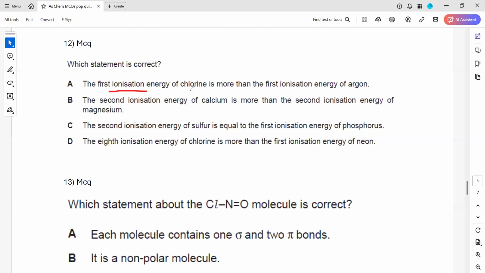The first ionization energy of chlorine is more than the first ionization of argon. So what is the general trend of ionization energy? When we move across the period, the ionization energy will increase in general. And when we go down the group, the ionization energy will decrease. And you have to check the periodic table because the position of the elements is important. As they mentioned in the statement, we have chlorine and argon.